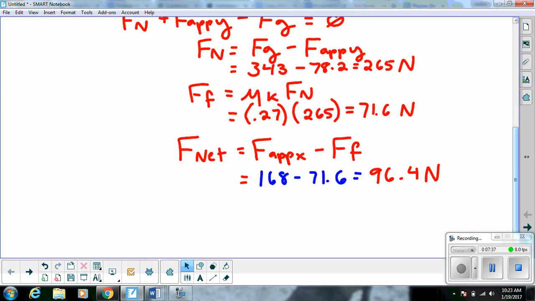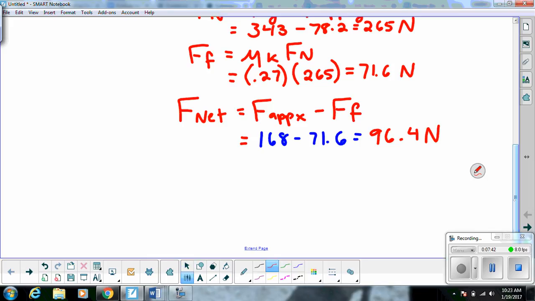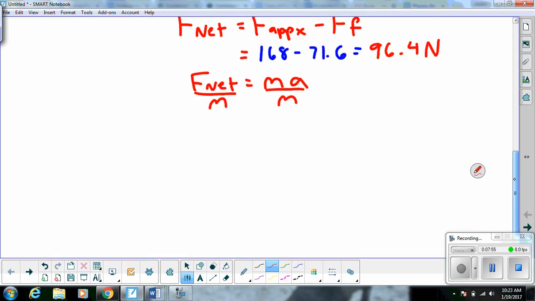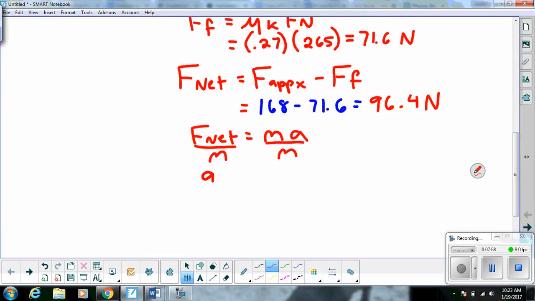Remember, the whole purpose of the problem is to find the acceleration. So force net equals mass times acceleration. Divide both sides by mass. I will end up having my net force of 96.4 divided by, remember, the whole entire mass of the crate, which was 35 kilograms. That should get me my acceleration, which will render a value of 2.7 meters per second squared.